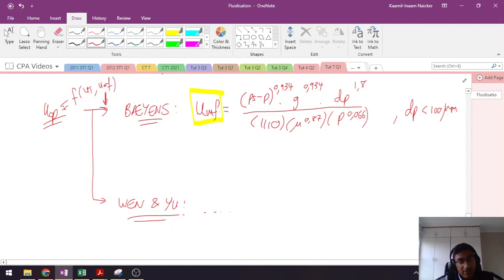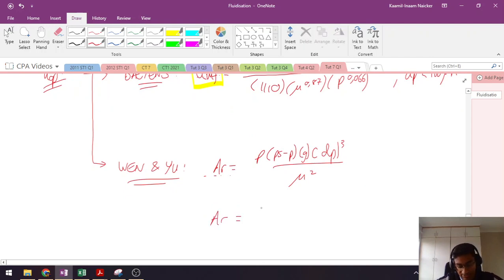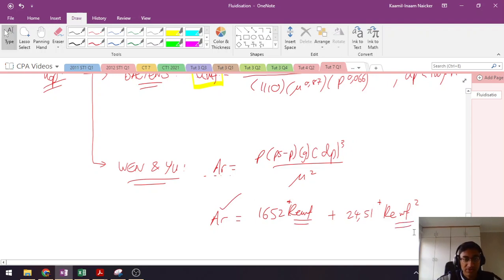All right, then on your Wen and Yu relation, you need to work out the Archimedes number. So the Archimedes number will equal rho solid minus rho g. And if you already know this, just skip ahead to where I actually start calculating it. Divided by mu squared. So once I've calculated this, I know that Archimedes is equal to 1652 times the Reynolds number at the minimum fluidization velocity plus 24.51 multiplied by the Reynolds number at the minimum fluidization velocity. So I've got Archimedes, I don't know Reynolds, so I can solve that using Goal Seek.